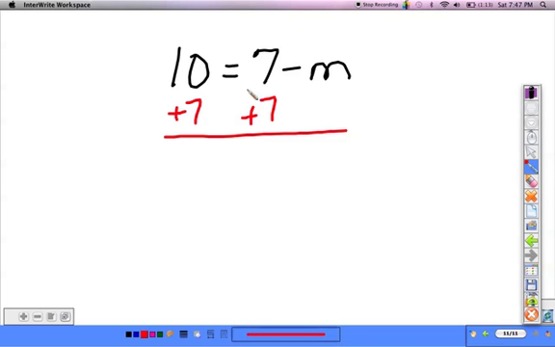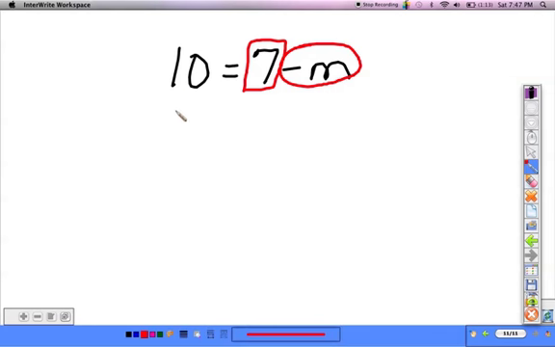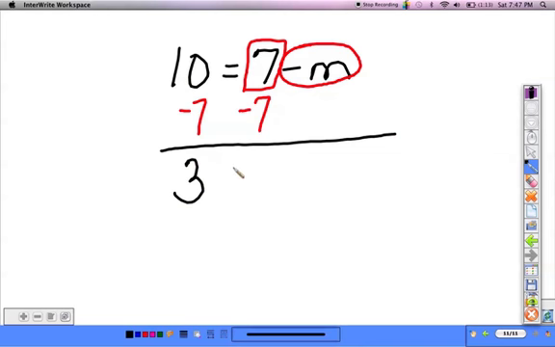I think what happened is that negative, they thought it went with the 7, but it doesn't. It goes with the m. So I'm going to get rid of these plus 7's because that plus 7 is not the additive inverse of 7. The additive inverse of 7 would be a negative 7. So I'm going to subtract 7 on both sides. Signs are different, so I subtract, keep the sign of the bigger number. Now my additive inverses cancel to 0, and check it out. I'm left with a negative m.